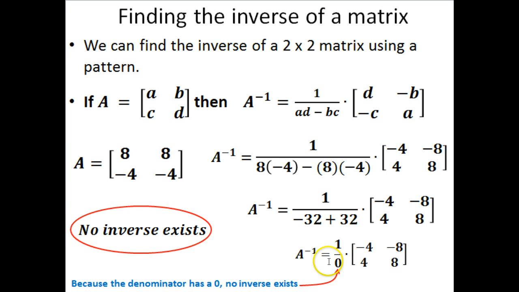The reason why no inverse exists is because we cannot divide by 0. So if you get one like this, where you're dividing by 0, then you know that it doesn't work. There can be no inverse of this particular matrix. So we'll just write no inverse exists, and that's sufficient for our answer.